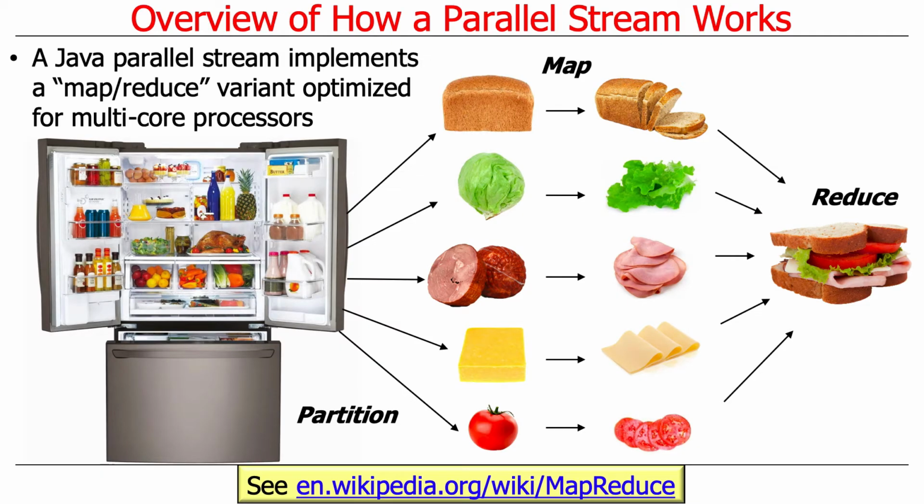So the best way to think about a parallel stream is in terms of a MapReduce style programming model. It's a variant of that, a MapReduce model that's optimized for multi-core processors. There are, of course, other MapReduce models, like the one used by Google. In the MapReduce model that Google uses, they use distributed systems as opposed to multi-core systems.